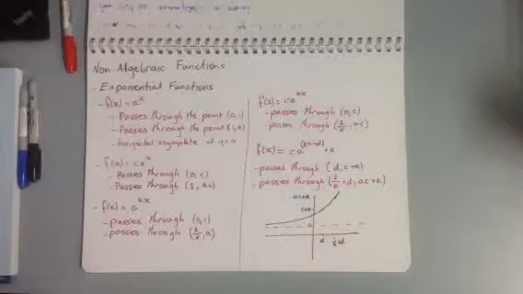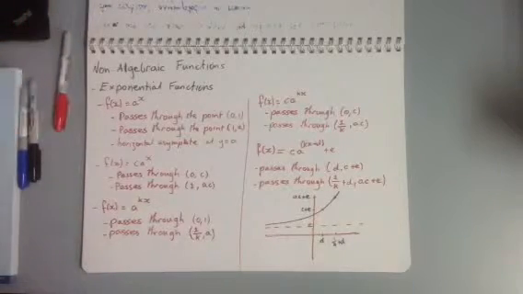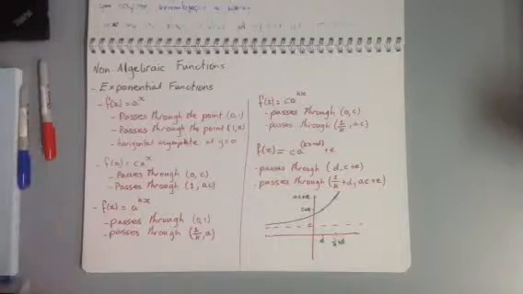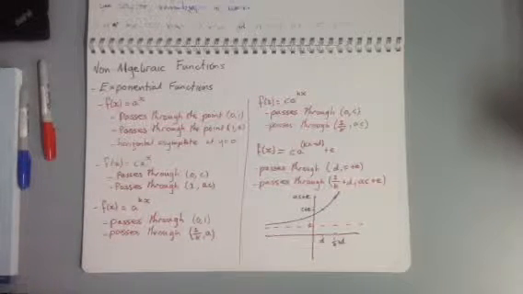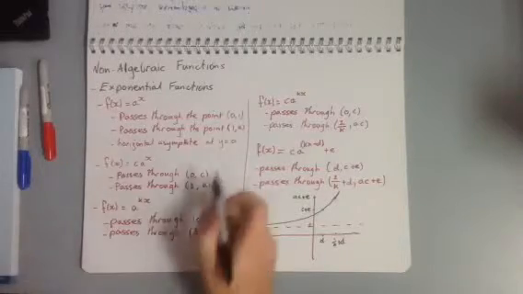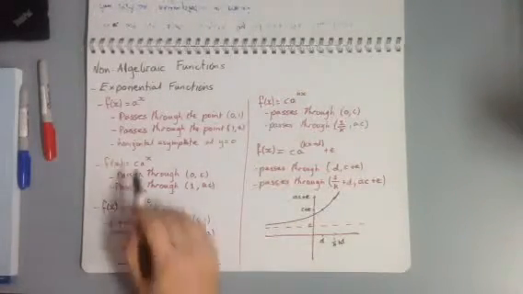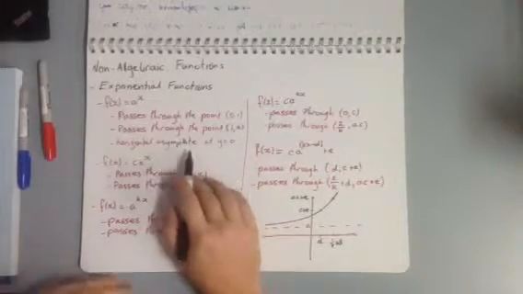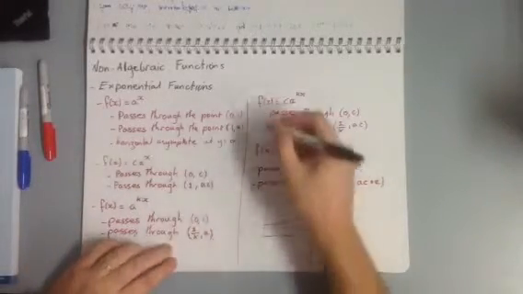Hey, in this tutorial we're going to be looking at non-algebraic functions, and we're going to start by looking at exponential functions. Exponential functions are in the form of f of x equals a to the power of x. In this form, we pass through the point (0, 1), and we also pass through the point (1, a).